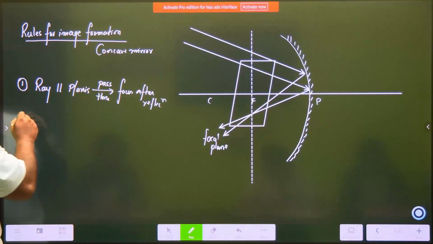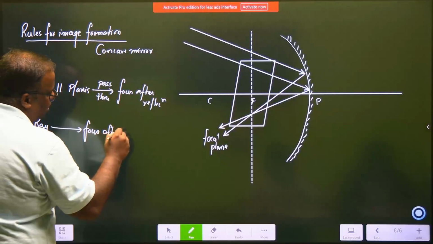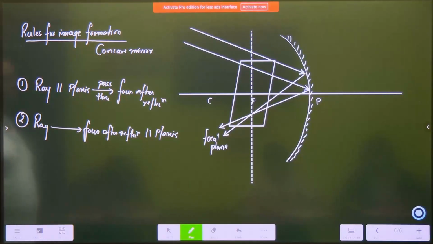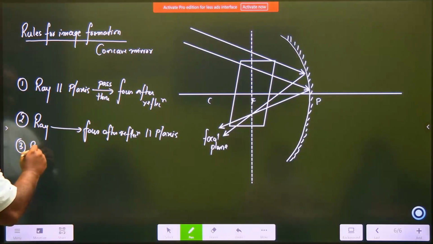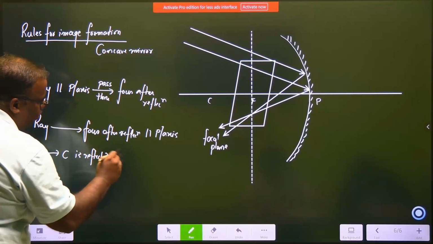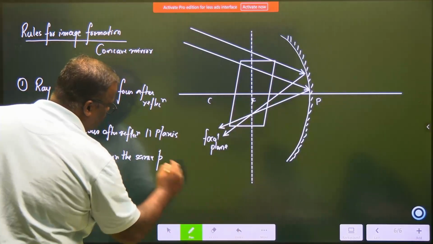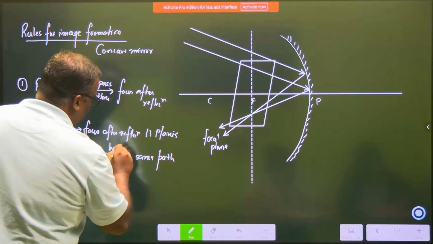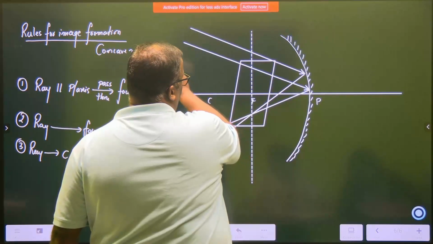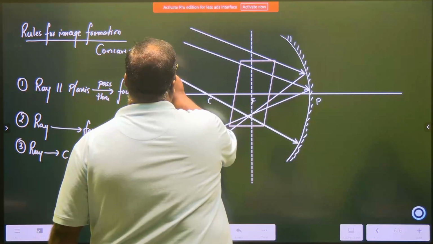The second one is just the opposite of this. So I say the ray through focus after reflection becomes parallel to the principal axis. Again, number 3, a ray through the center of curvature is reflected back on the same path. So no deviation. What I mean to say is, suppose there was a ray which was going from the center of curvature, just see this once, children, from the center of curvature I have taken a ray. This ray will get reflected along the same path, means it will again come back along the same path.